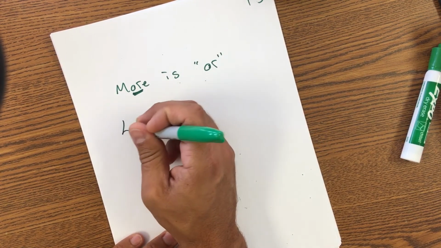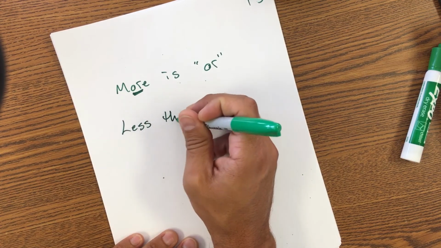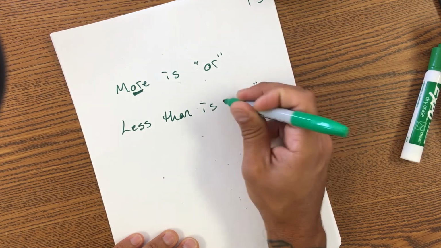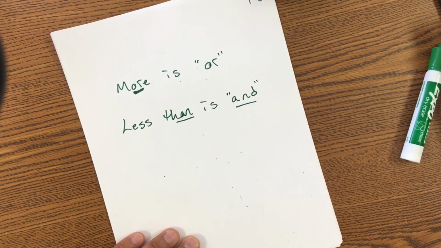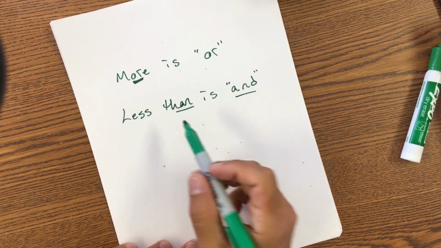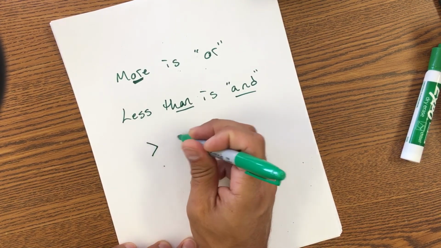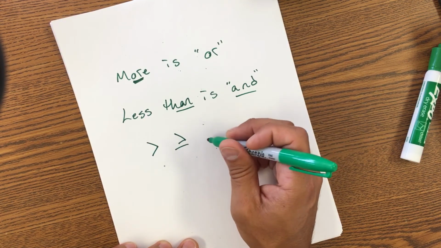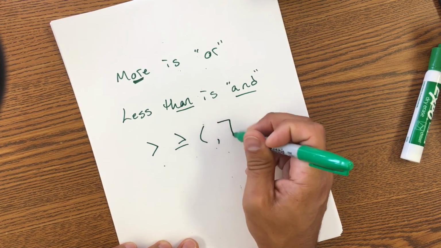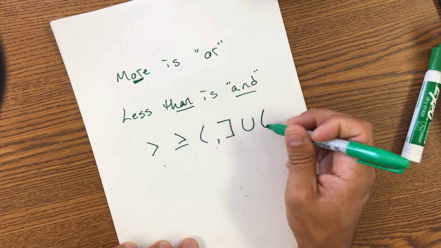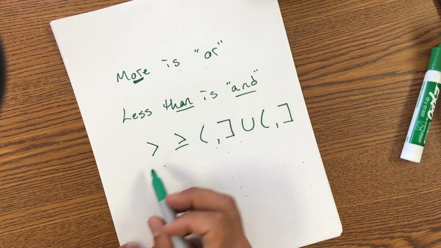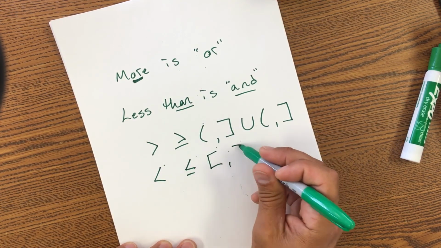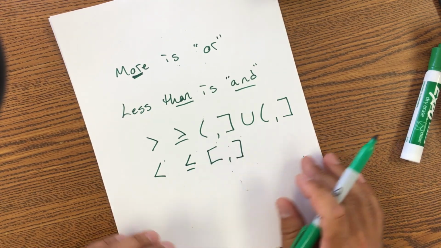And then less than is and. That one's harder to remember. More is or is the easy one. So if I have this, these guys are gonna go ors. So it's gonna be one piece, like from here to here, or from here to here. If it's these, they're coming together, so it's just gonna be from here to here. Okay, and I'll explain this a little bit more in class.